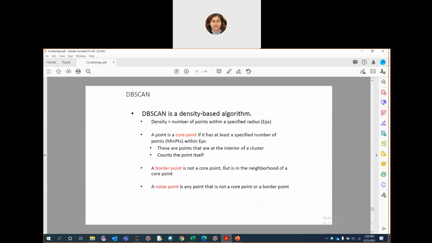So DBSCAN mostly locates the regions of high density that are separated from one another by regions of low density. So it is a center-based approach. The density is estimated for a particular point in the dataset by counting the number of points within a specified epsilon, that is, within a specified radius, a number that you assume for that point. So you have already seen what a core point, border point, and noise point are.